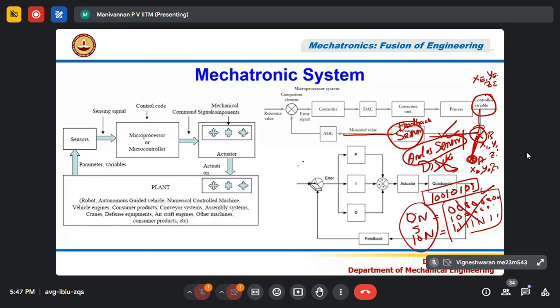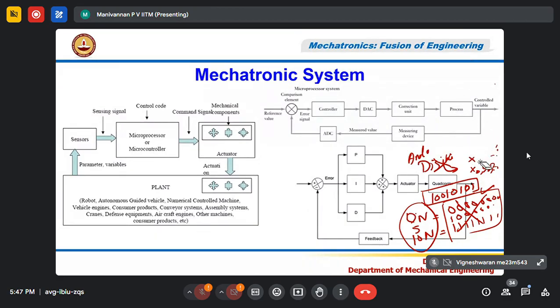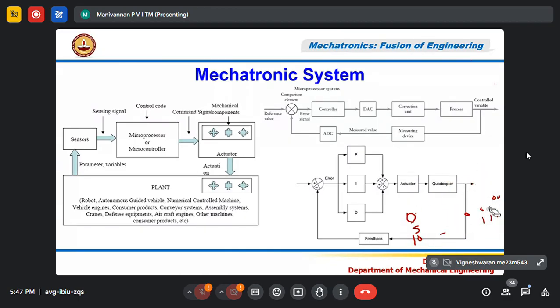See, most signals coming from sensors are analog signals. The computer doesn't understand analog, it understands only binary. So you need an ADC, which converts your analog signal to binary and feeds it to the computer. And you process inside the computer. Then the output, because in a mechatronics system, the output needs to be given to the actuator.